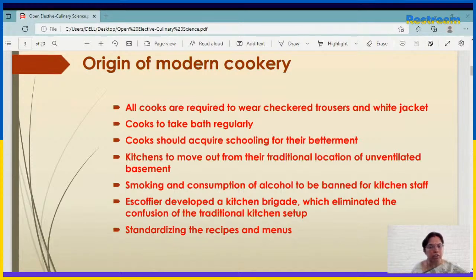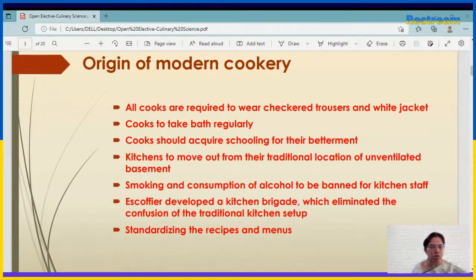Then cooks should acquire schooling for their betterment. So directly they should not become cooks. Instead, they should have a basic education. Then kitchens are to move out from their traditional location of unventilated basements. So the kitchen should be separate in the location.